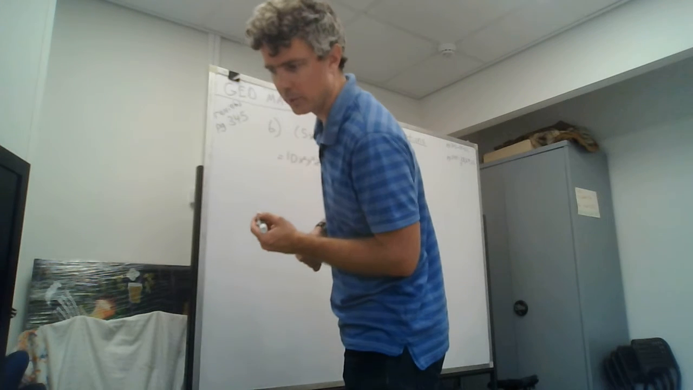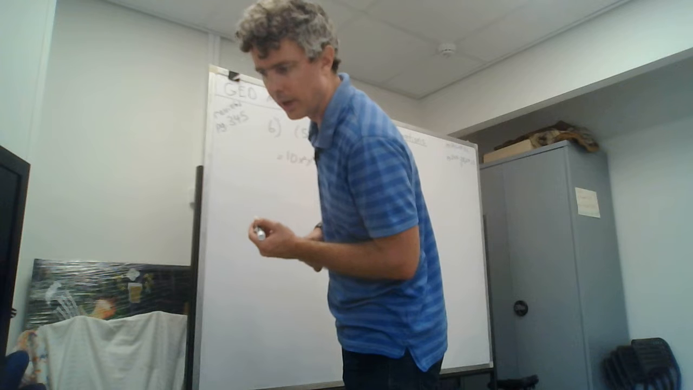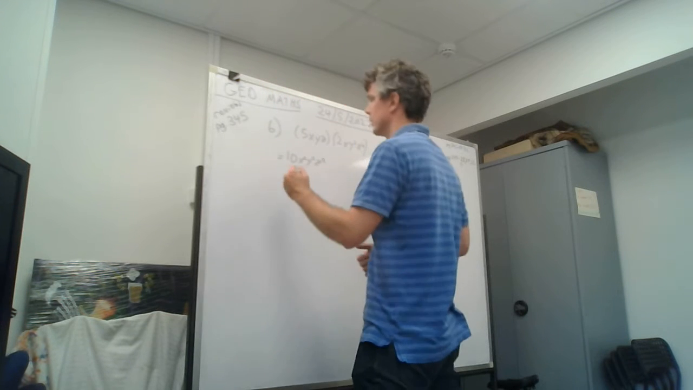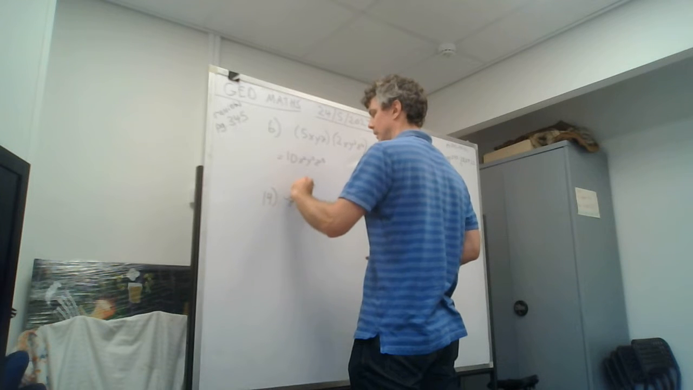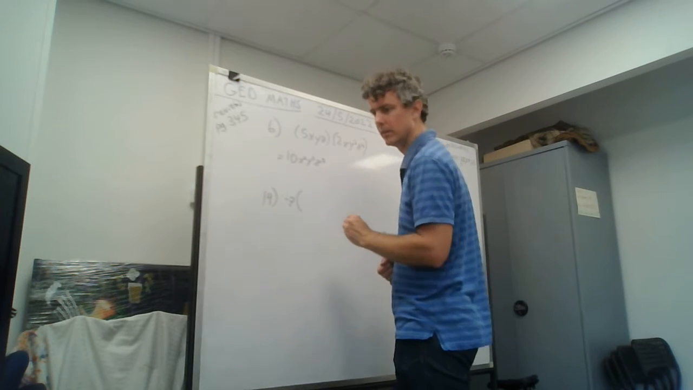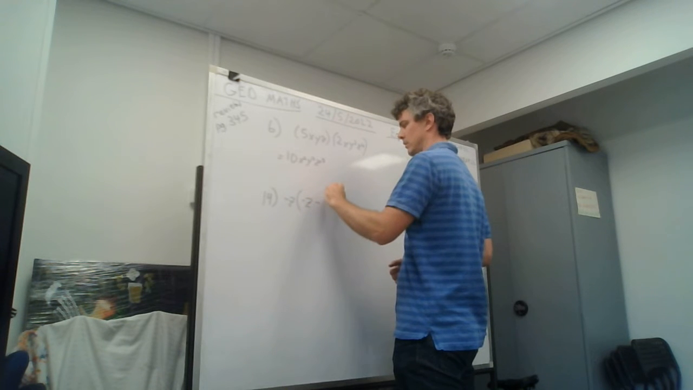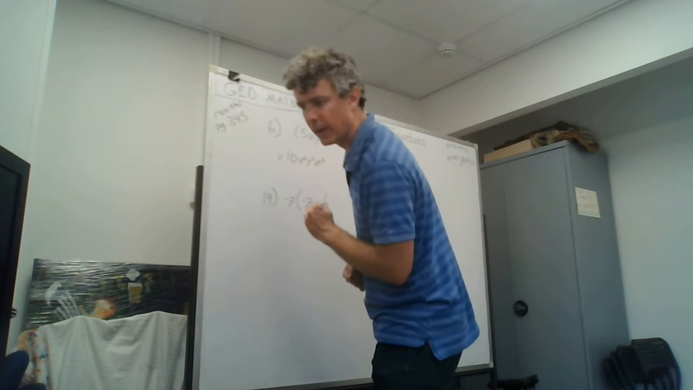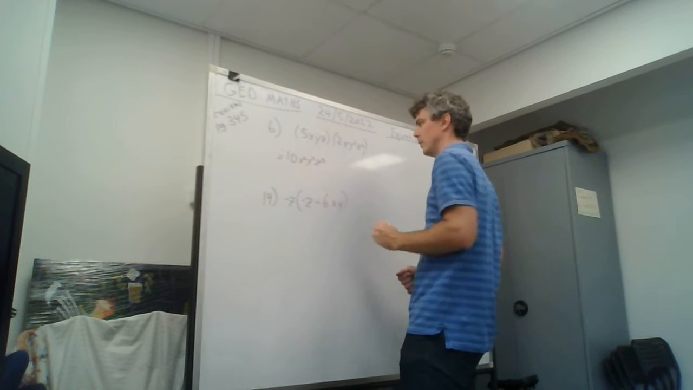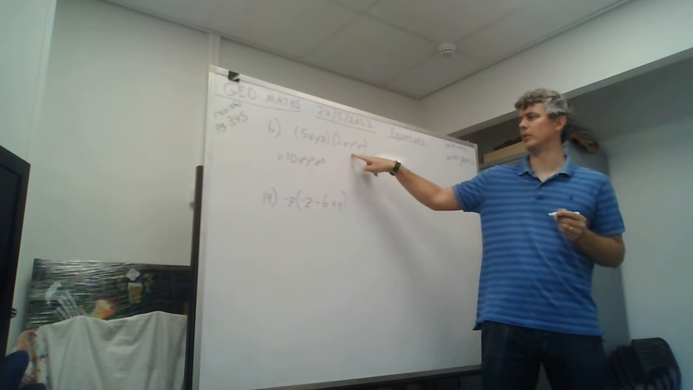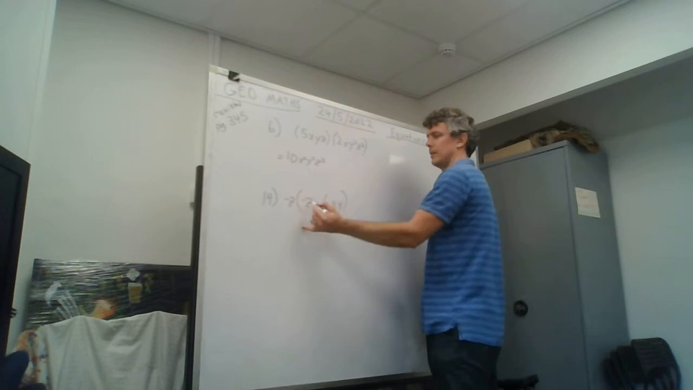Let's try the next one from here. Let's go for number 14. Minus z, brackets, times minus z minus 6xy. Okay, so this one is a monomial times a binomial, right? So we do multiply times each term.